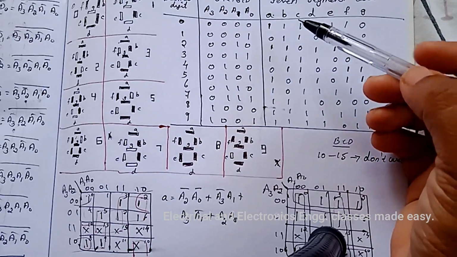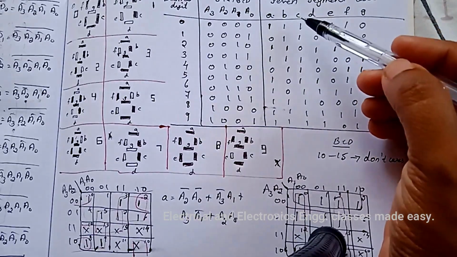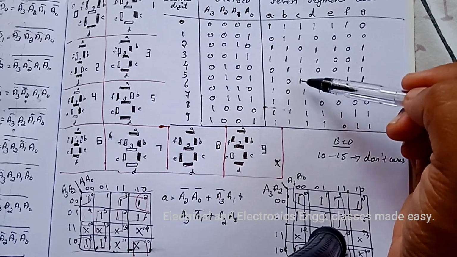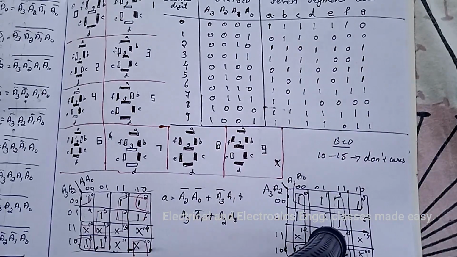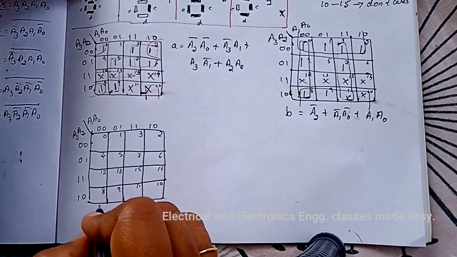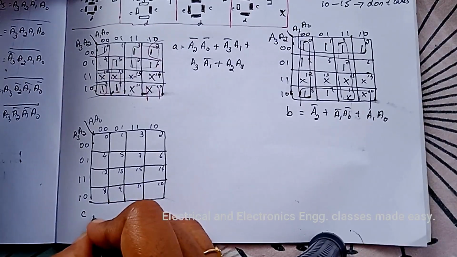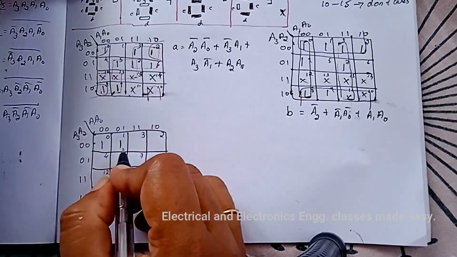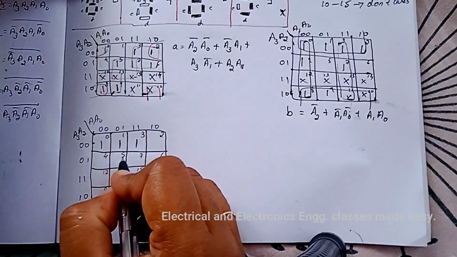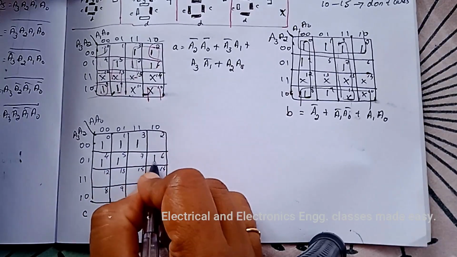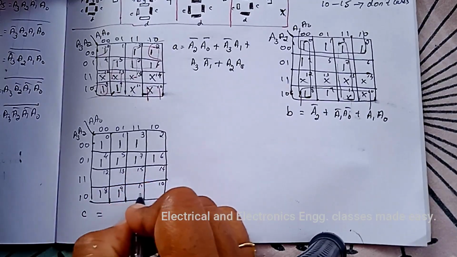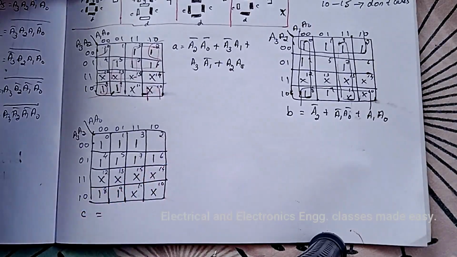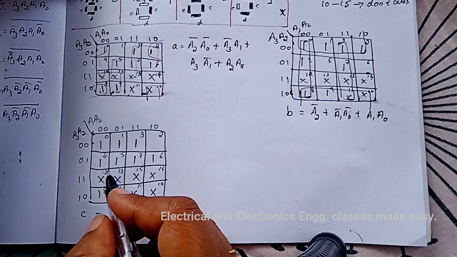Next we have to minimize C, that is 0, 1, 3, 4, 5, 6, 7, 8 and 9 are 1. So this is minimization for the segment C. 0, 1, 3, 4, 5, 6, 7, 8, 9 are 1, 10, 11, 12, 13, 14 and 15 are don't cares.